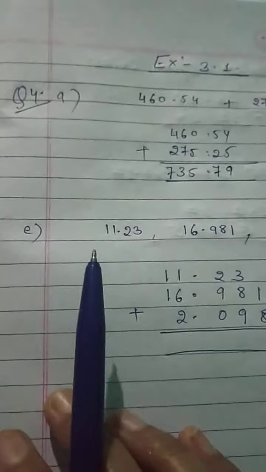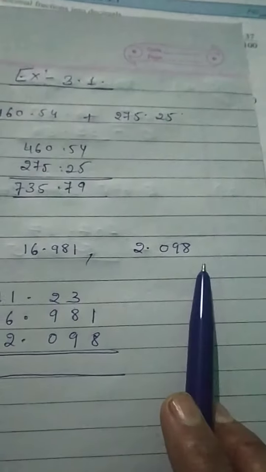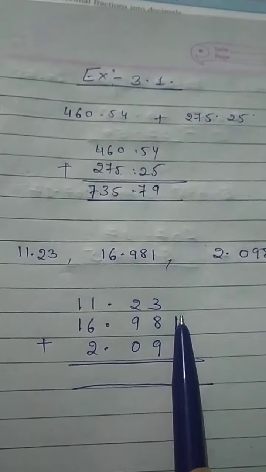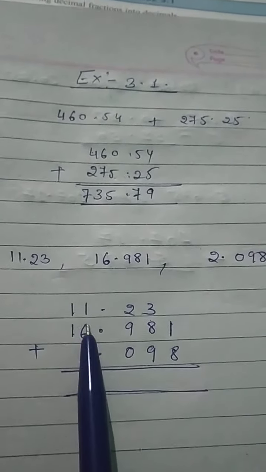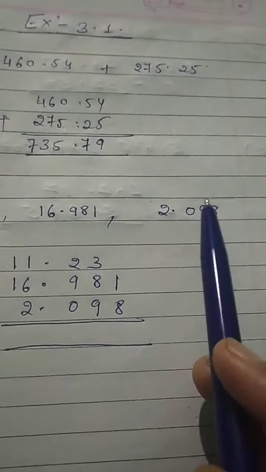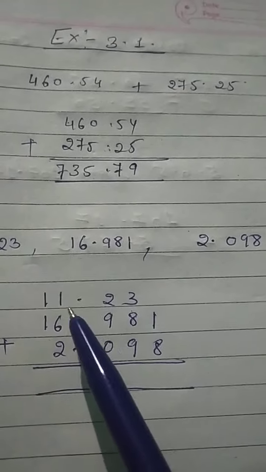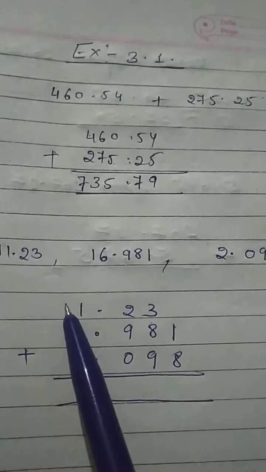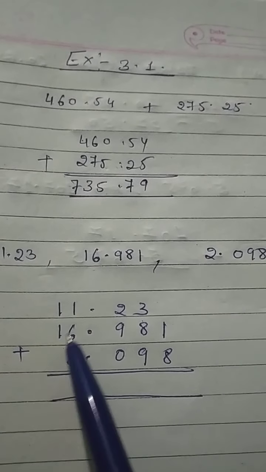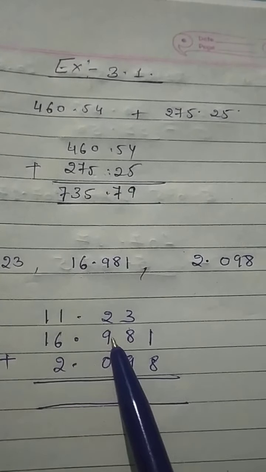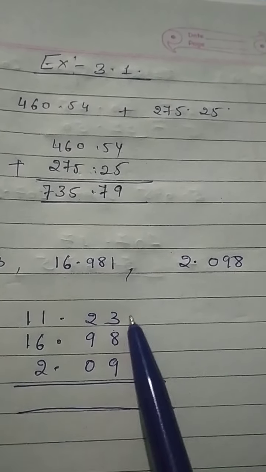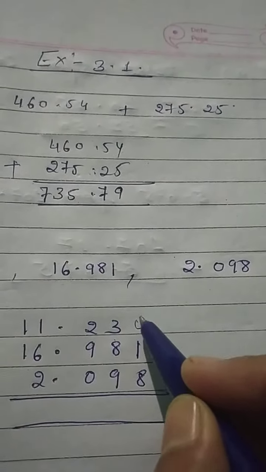Okay. Suppose three numbers you have to add. You have to write properly 11.23, 16.981, next is 2.098. You have to write the decimal under the decimal. So 11.23 has 2 digits, so you have 2 digits on this side also. 16.981 has 3 digits, so it doesn't matter, you can write the 3 digits here. Where there is no digit, you can write 0 in its place.